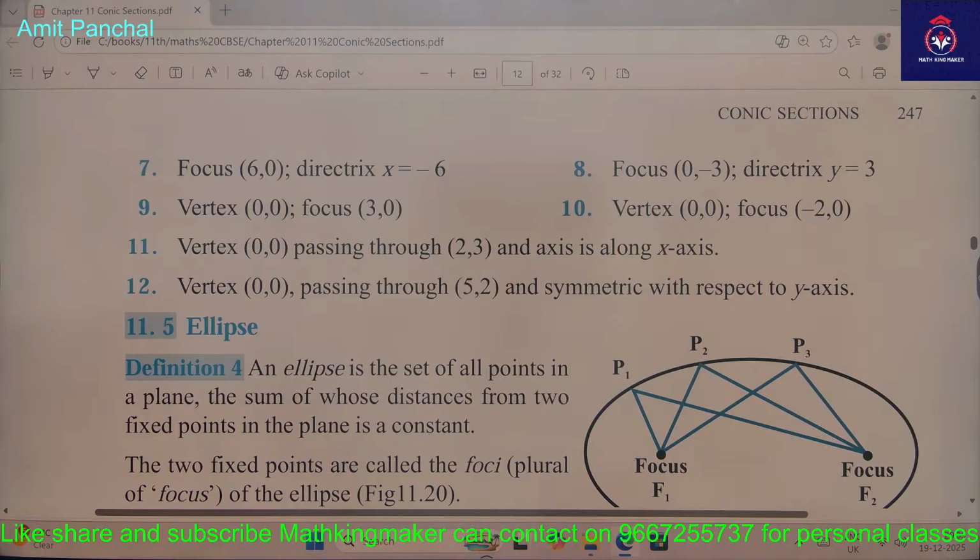Which type of equation should it be? Why will it be y square? Because it's symmetric to y-axis, so that will be x square equal to 4ay or minus 4ay. Okay. That's what I understood. So x square equals to 4ay. So 25 equals to 4a. So 25 by 8 equals to a.